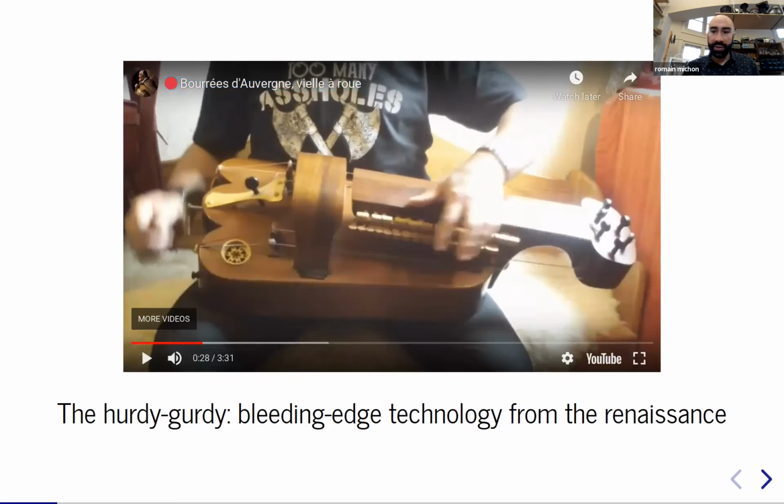So how does it work? You have a handle. You turn the handle, and the handle is connected to a wheel. This wheel is bowing strings that are inside the instrument here. So basically it's a bowed musical instrument, just like a violin or a cello, but instead of using an actual bow that you move with your hand, you activate the bow with the handle.